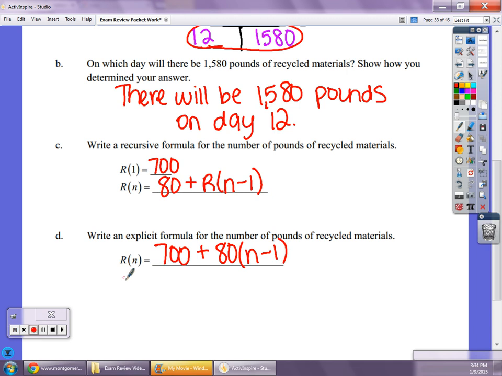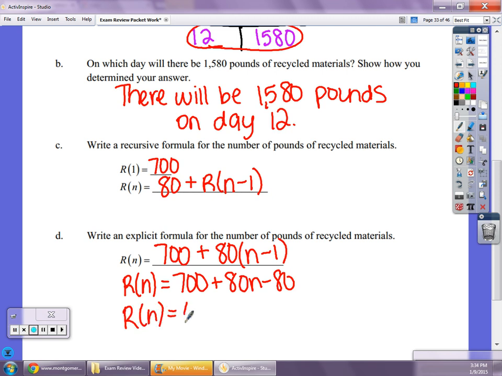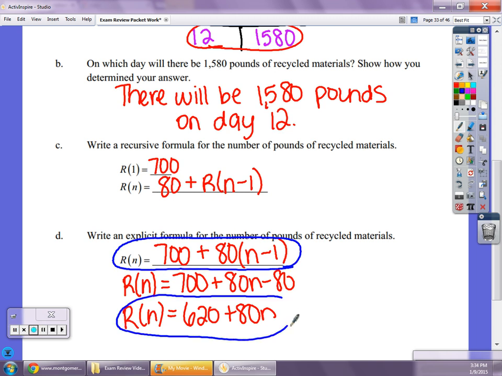And we could also simplify it. So we could say R of n equals 700 plus 80n minus 80. And simplifying further, this would be R of n equals 620 plus 80n. So I'm going to circle those two formulas. Either one will work. So we have two different ways to write the same explicit formula. And that's going to do it for question 36.